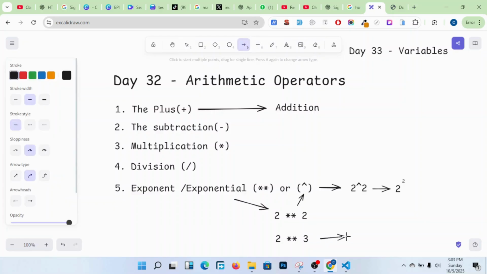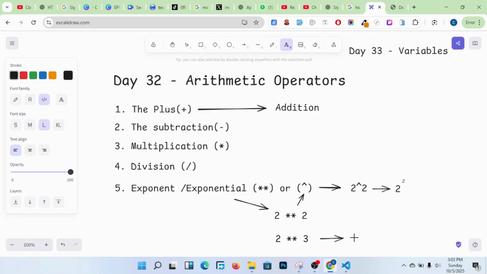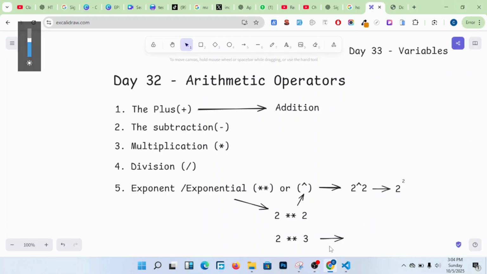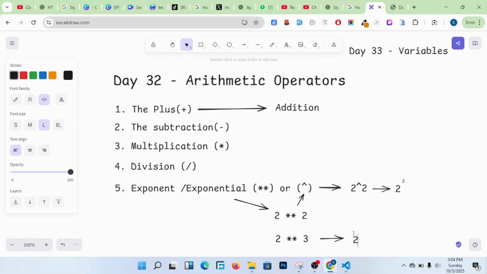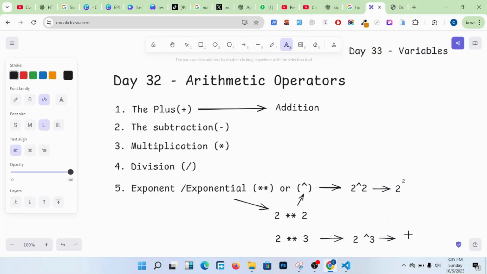It's going to become 2 power 3. See here, this 2 power 3 is like this. It's going to be 2, 2, then it means it's going to become 2 power 3. Okay, 2 power 3. This is what it means.